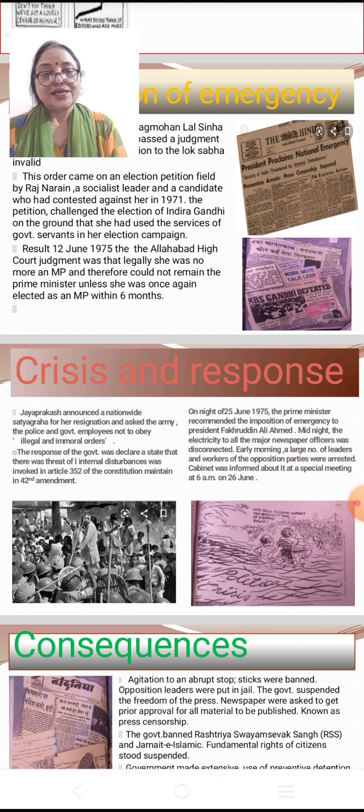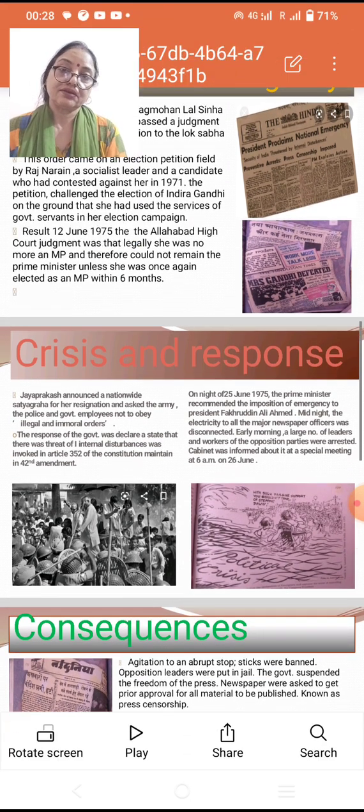Now we will know about the crisis and response. Jayaprakash Narayan announced a nationwide hartal all over the country. He requested the railways, police, and government employees also not to obey the rules and regulations of the government because everyone was facing problems. Everybody was not satisfied with the government's development programs because they did not enjoy what they had aspired to after independence. Their dreams were not fulfilled. They were facing a lot.